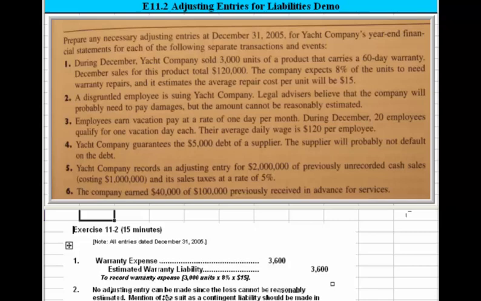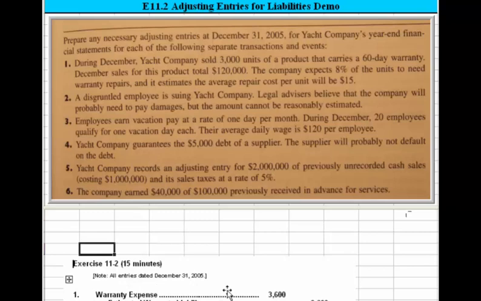Okay, now how do we calculate it? We take the 3,000 units times the 8% expectation for the number of units that will require a warranty repair, and then we multiply it times the average repair cost. So certainly in this first transaction we're showing an estimated liability and how we record that on the books at the end of the year. Okay, let me slide back down and let's read number 2.